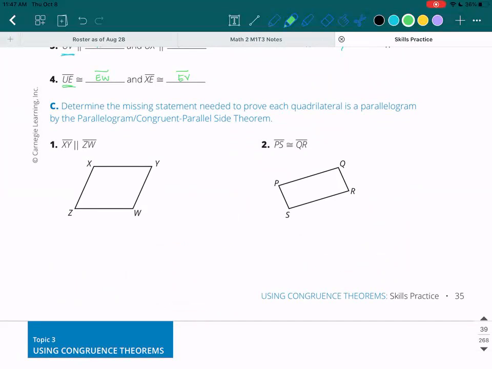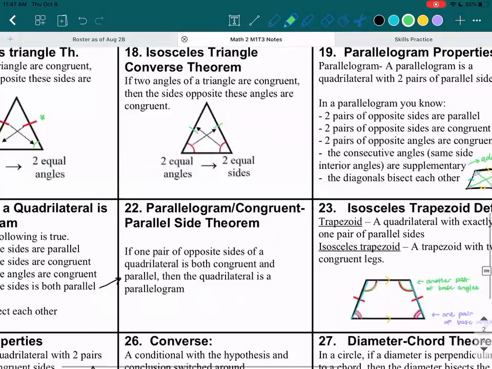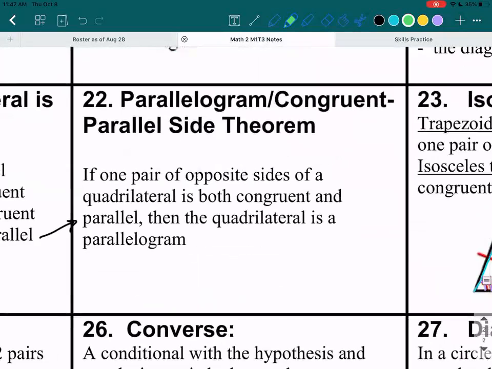Okay, C says, determine the missing statement needed to prove each quadrilateral is a parallelogram by the parallelogram congruent parallel side theorem. And you're like, oh my God, that's a long word. What in the world is it talking about? So let me go back to the notes to show you what it says.